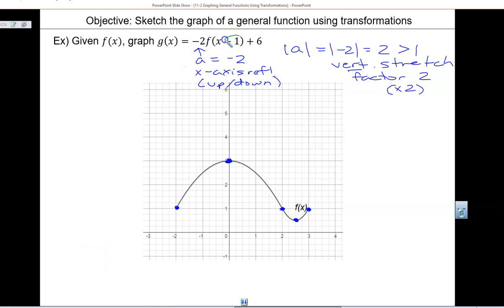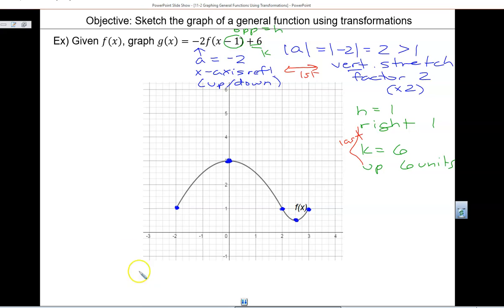Then we have this minus 1. In that position, the opposite of that would be our h. So that is going to give us an h of positive 1, which means that we're going to go to the right 1 unit. And the plus 6, which is at the end after the parentheses, would be our k. K being a positive 6 means that we're going to go up 6 units. So we have to remember to do these first, and we have to do these last.